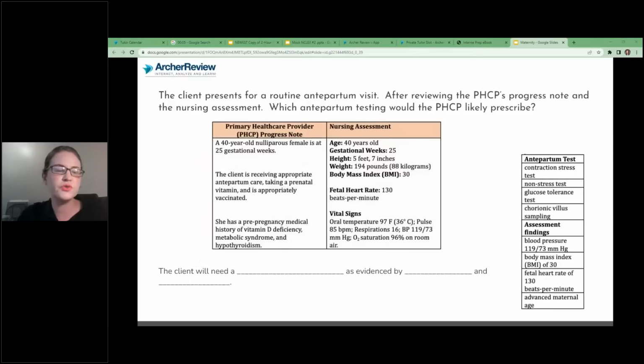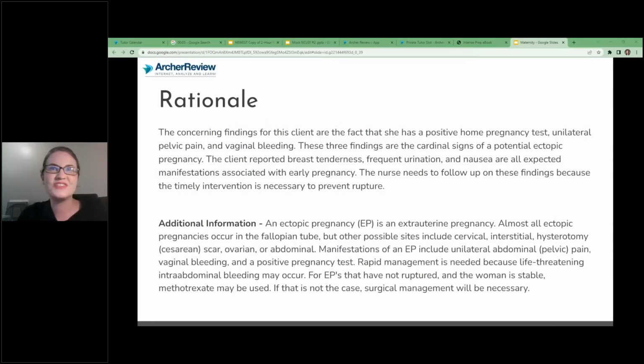And for those of you who were thinking that this was probably an ectopic pregnancy, you were absolutely right. Remember, the main symptoms of ectopic are the patient is pregnant, or we suspect they're pregnant, they have unilateral pelvic pain, and they have bleeding or spotting of some sort. So very good job if you came up with that hypothesis. That was a good one.